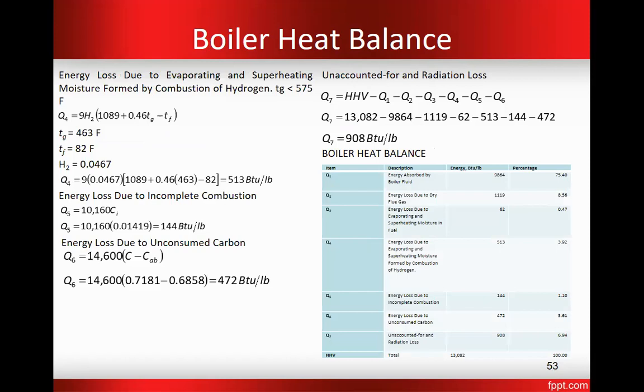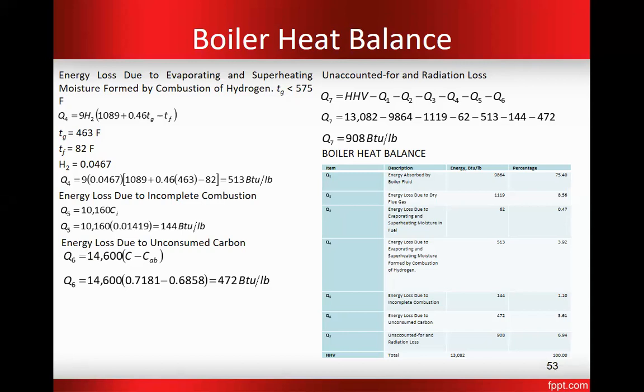Next, energy loss due to evaporating and superheating moisture formed by combustion of hydrogen. T sub G is less than 575 Fahrenheit. So, Q sub 4 is 9H2 times 1089 plus 0.46 times T sub G minus T sub F. T sub G is 460 Fahrenheit, T sub F is 82 Fahrenheit, H sub 2 is 0.0467. So, Q sub 4 is equal to 9 times 0.0467 times 1089 plus 0.46 times 460 minus 82, which is 513 BTU per pound.